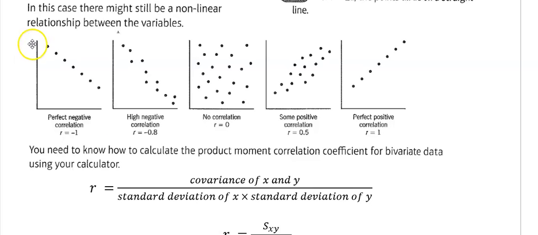So here you can see a scatter graph. You've got r is equal to -1. It's a perfect negative correlation. Here r is equal to -0.8. So not just as strong, but you can see it's a pretty good negative correlation. Here r is equal to 0, so absolutely no correlation at all. Here r is equal to positive 0.5, so it's a sort of moderate positive correlation, and here r is equal to 1, and it's a perfect positive correlation.